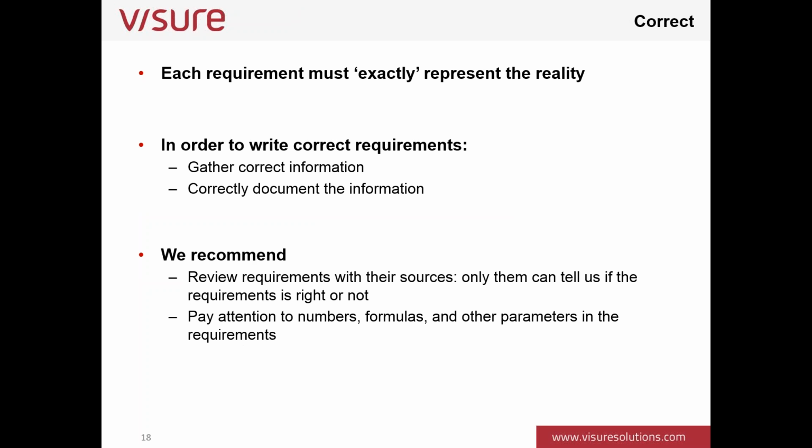Another thing is that the requirements that we are going to write down must be correct. Each requirement must exactly represent the reality. In order to write correct requirements, we must gather the correct information and correctly document it. This is related especially to requirements that involve formulas, mathematics, calculations, things like that. Not only those, but probably they are the most common requirements that can be incorrect.